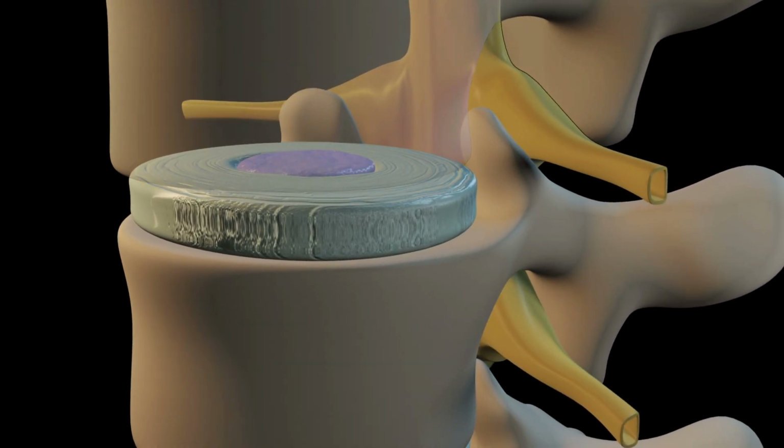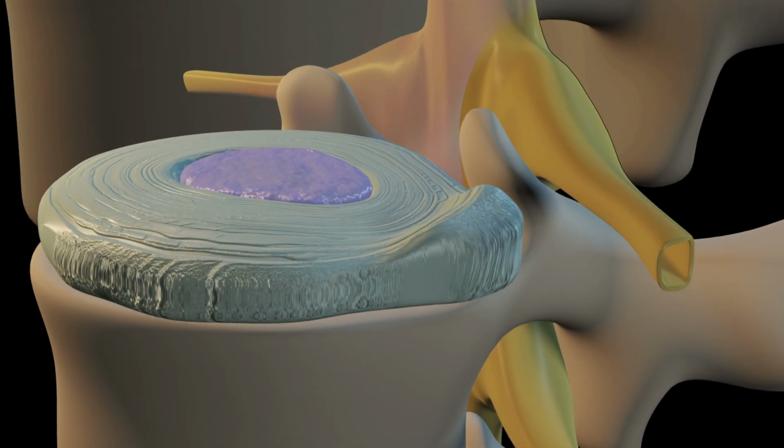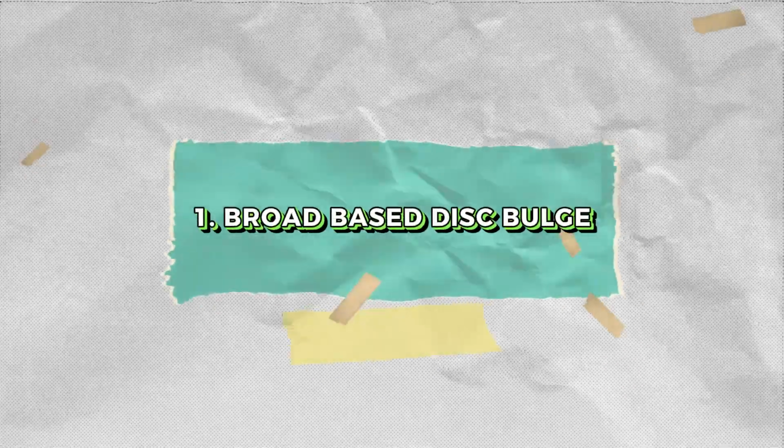So a disc bulge happens when the disc extends beyond its normal boundary. It's like a balloon that's been pushed outwards. There are three main types of disc bulges. Number one, a broad-based disc bulge. This type of bulge affects a wide area of the disc, protruding more evenly around its circumference.